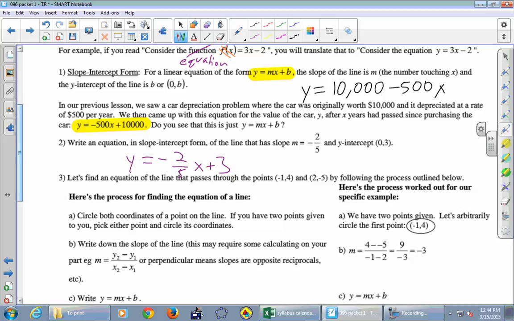So I'm not trying to diminish it, you've got to make sure you understand exactly what that y equals mx plus b formula means. Any questions on that one? Teresa? Y equals -2/5x plus 3. Perfect.